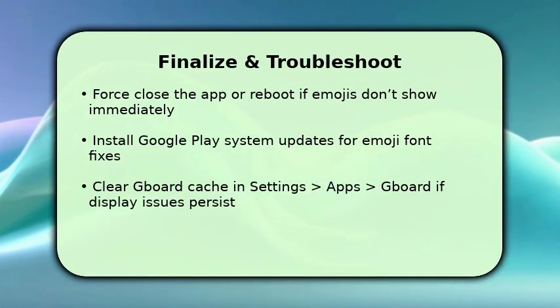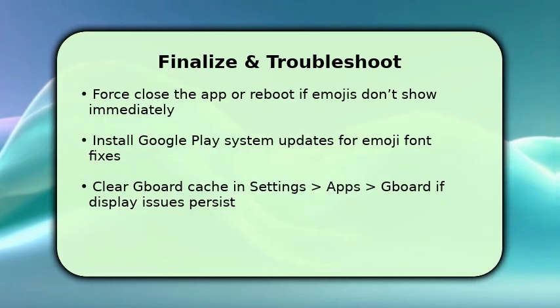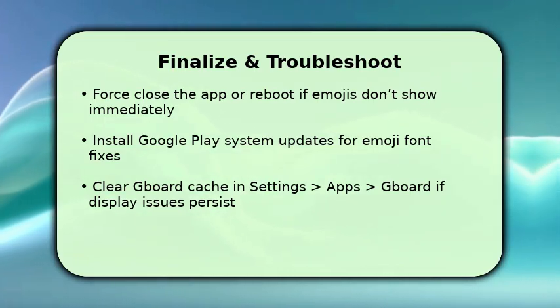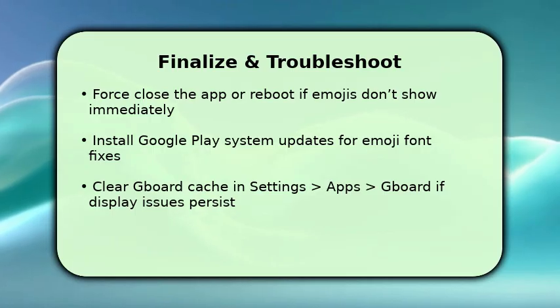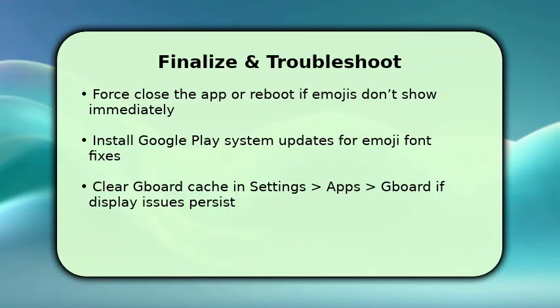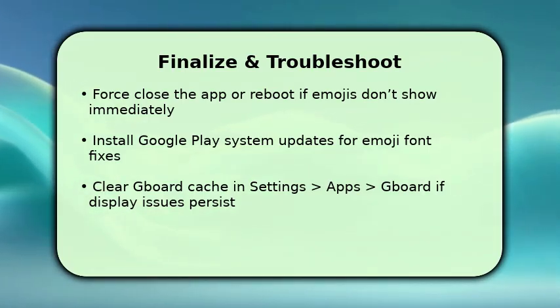If new emojis don't show, force close the messaging app or reboot your phone to refresh system fonts. Make sure Google Play system updates are installed because emoji fonts sometimes come via those updates. If problems persist, go to Settings Apps Gboard and clear cache. You can also reinstall Gboard.